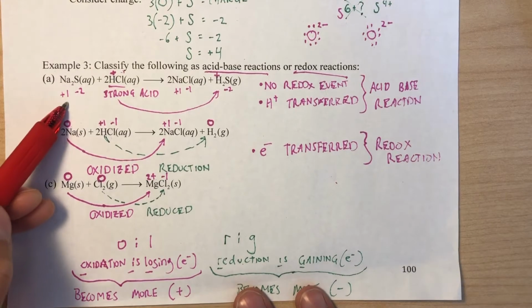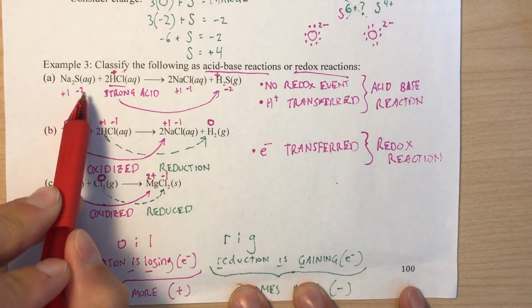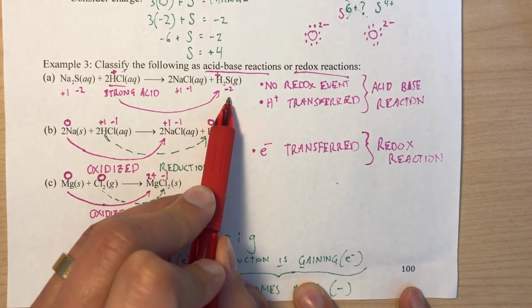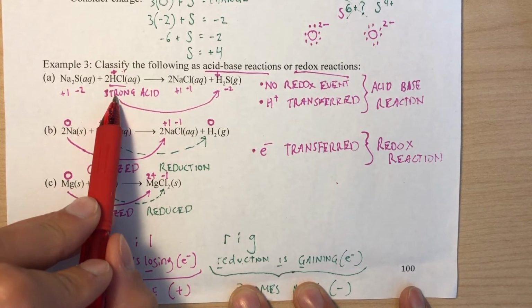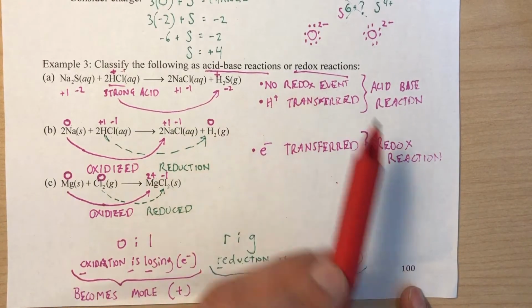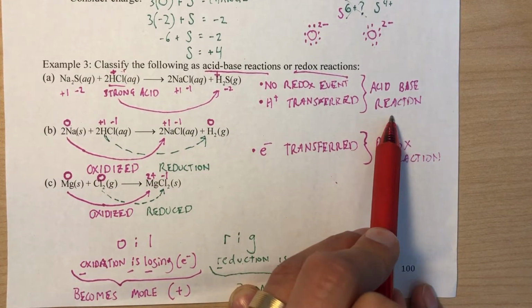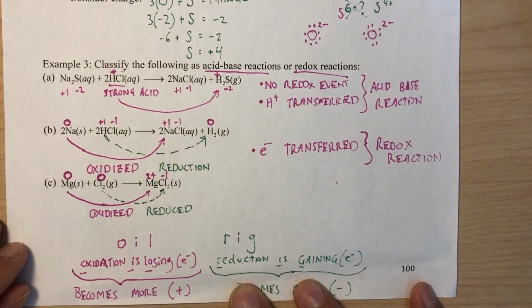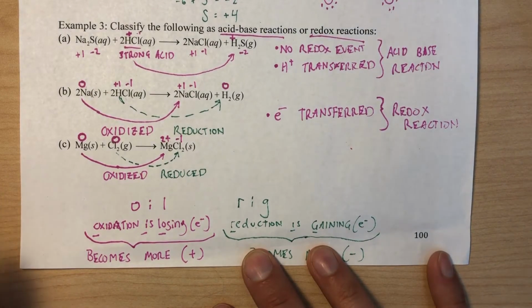So we have 2 sodiums, each of them has a +1 charge, so sulfur is a sulfide, -2. Sulfur has gone from -2 to -2, so there's no redox event there, and we just have a proton being transferred from hydrochloric acid to sulfur to make H2S. So overall, we have no redox event here, and we have a proton being transferred. That's an acid-base reaction. Next, we're going to look at an example that is a redox reaction with hydrochloric acid.